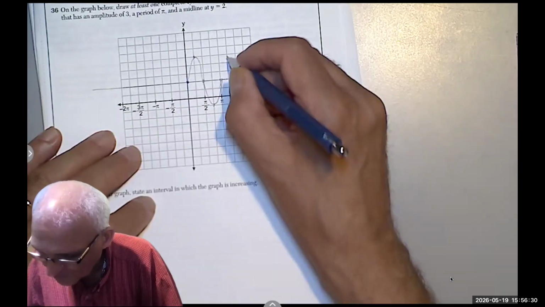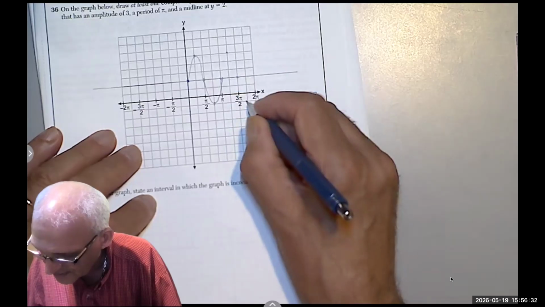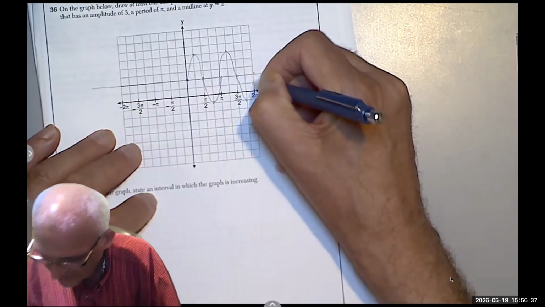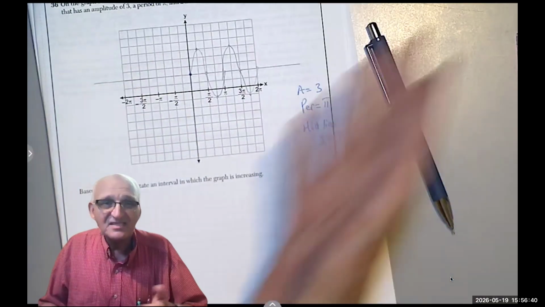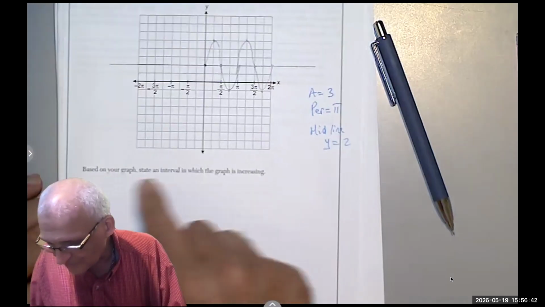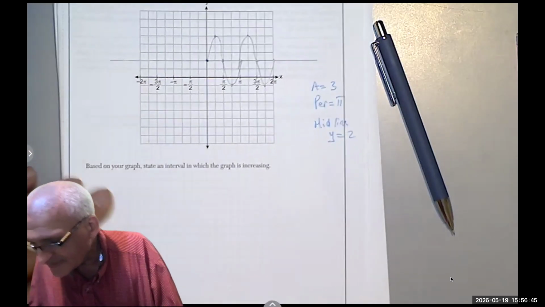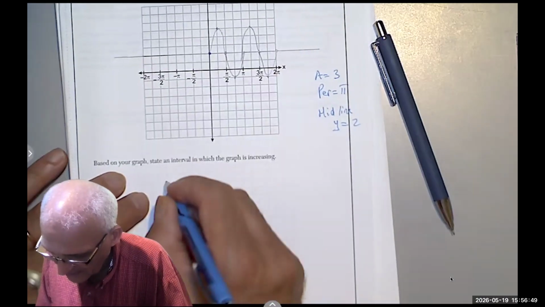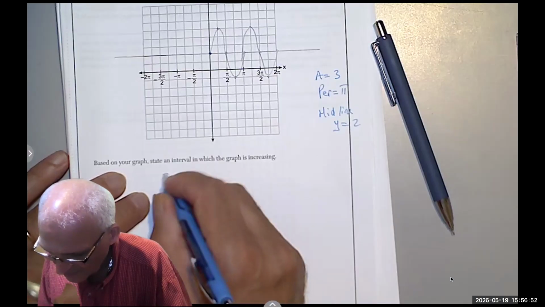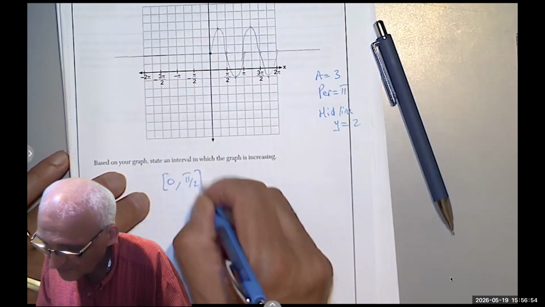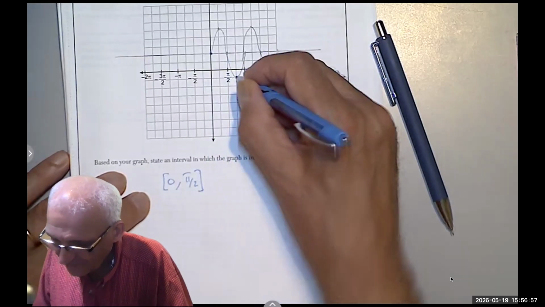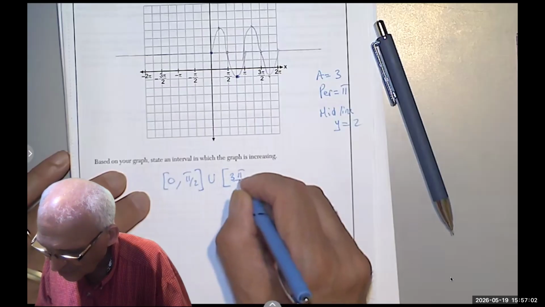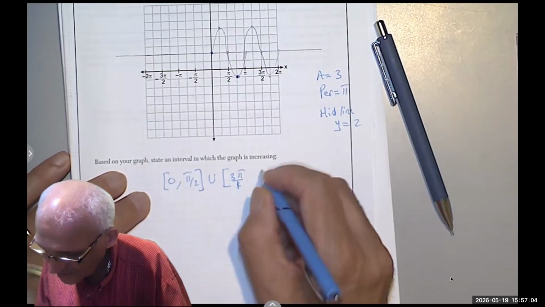You can repeat it, of course, by going here, here, here, and there. And that's the second one if you want. You can do one on the left, but that's basically it. Based on your graph, state an interval on which the graph is increasing. So the graph is increasing from 0 to pi over 2, as well as from 3 pi over 4, and this is pi over 4 again, to pi.